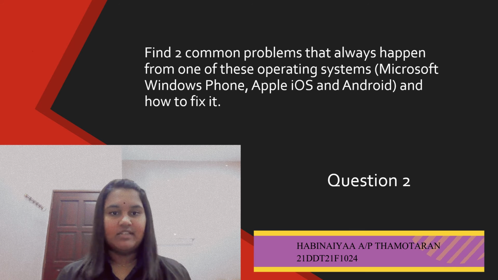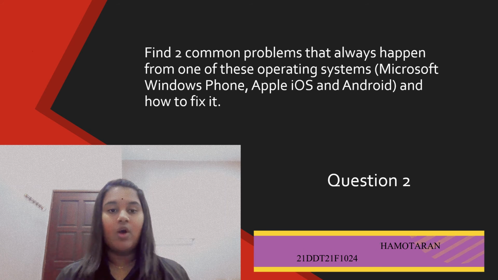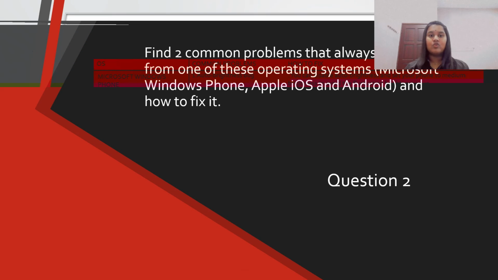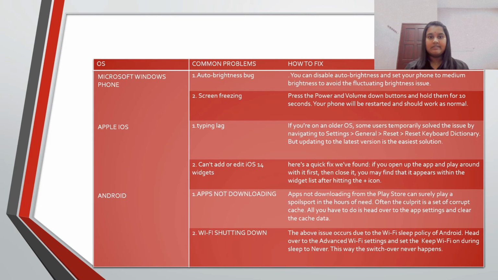The second question is, find two common problems that always happen from one of these operating systems. It is Microsoft Windows Phone, Apple iOS and Android. Microsoft Windows Phone. The two common problems are, first, the auto brightness bug. You can disable auto brightness and set your phone to medium brightness to avoid the flashing brightness issue. Second, screen freezing. Press the power and volume down buttons and hold them for 10 seconds. Your phone will restart and should work as normal.